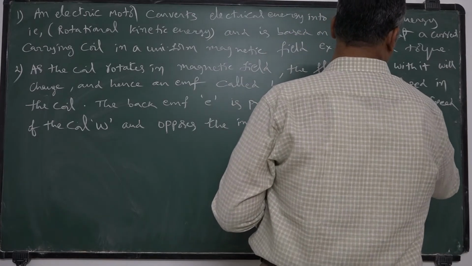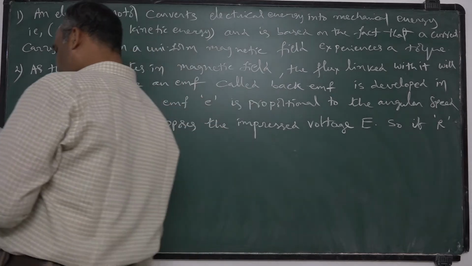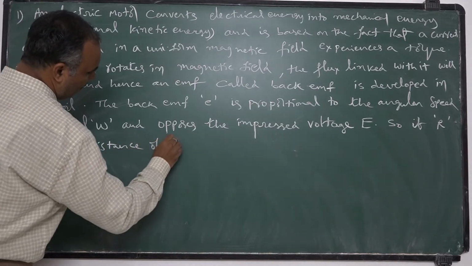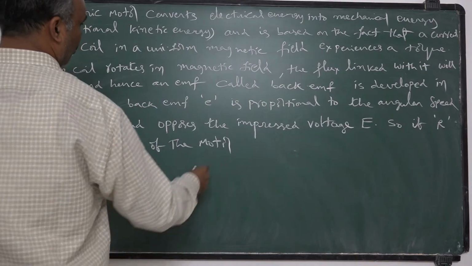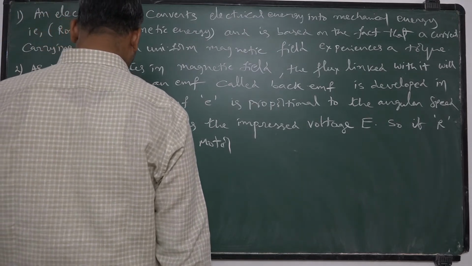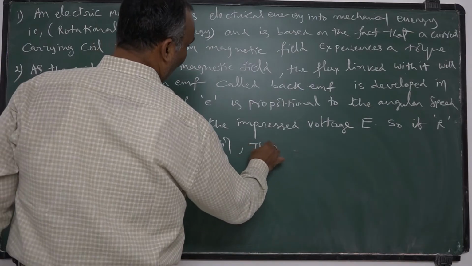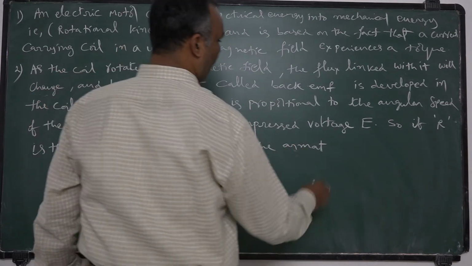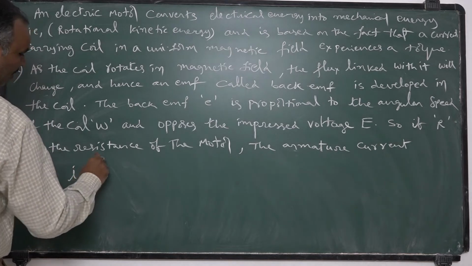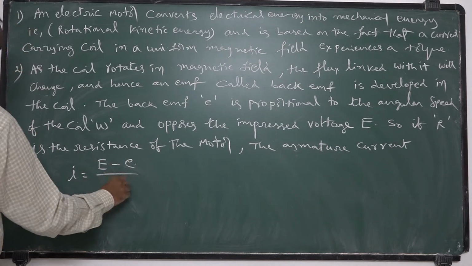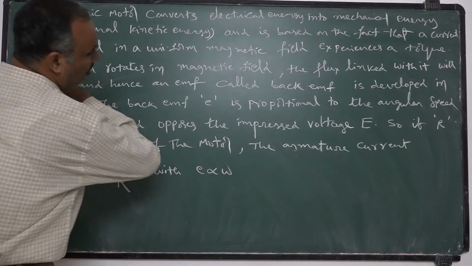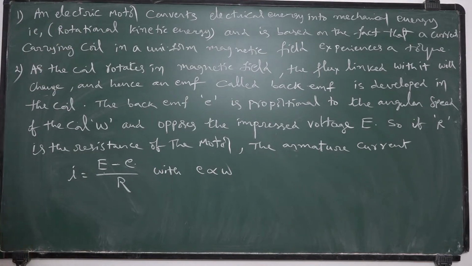So, if R is the resistance of the motor, the armature current, armature meaning that rotating coil, is the applied voltage minus back EMF, which is the net voltage, divided by resistance, with e proportional to omega. This is the second point you should understand.